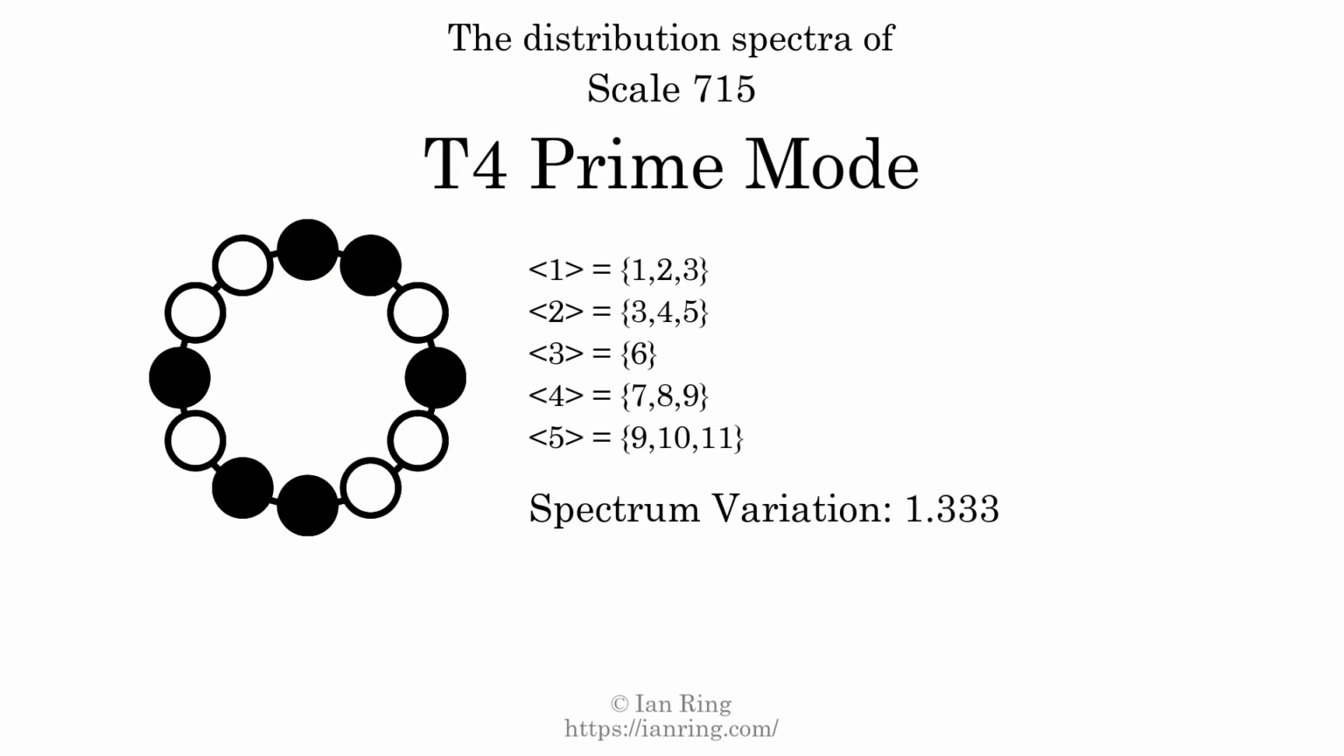The spectrum variation is the sum of all the widths, divided by the number of tones. The spectrum variation of this scale is 1.333. Since the variation is greater than 0, this indicates that the scale is not perfectly even. The highest spectrum width is 2. Since this is greater than 1, we know that this scale is not maximally even.